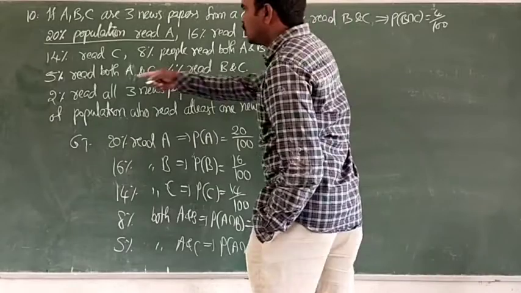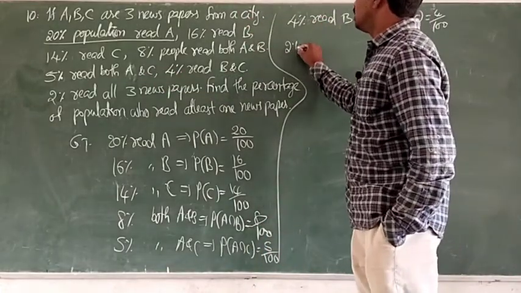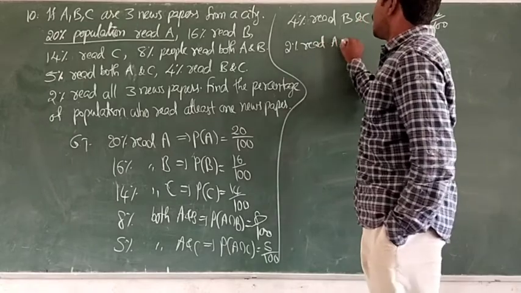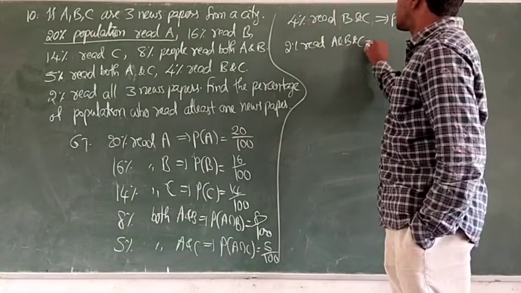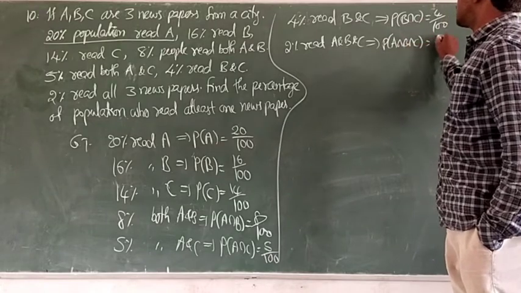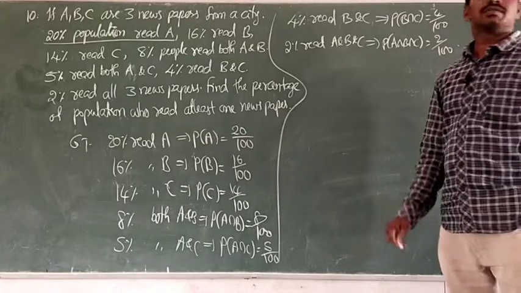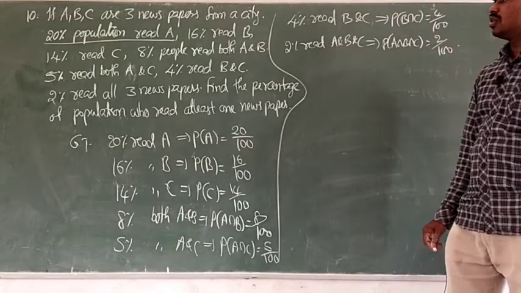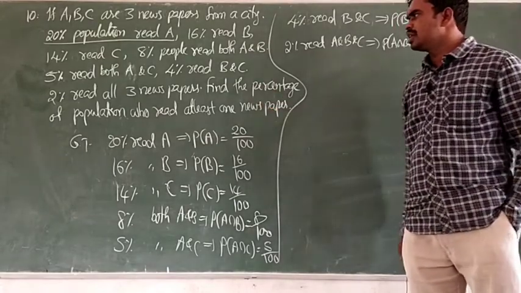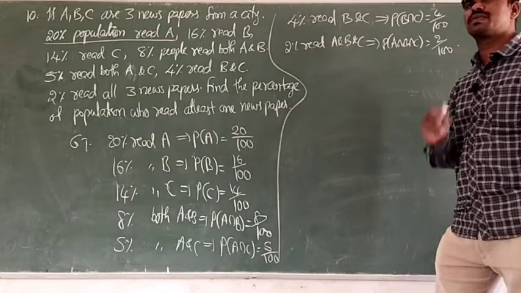Next, 2% read all 3 newspapers. All 3 means A and B and C. That means probability of A intersection B intersection C is 2 by 100. So the total information is gathered. Now, very simple. What is the question? Find the percentage of the population who read at least one newspaper.